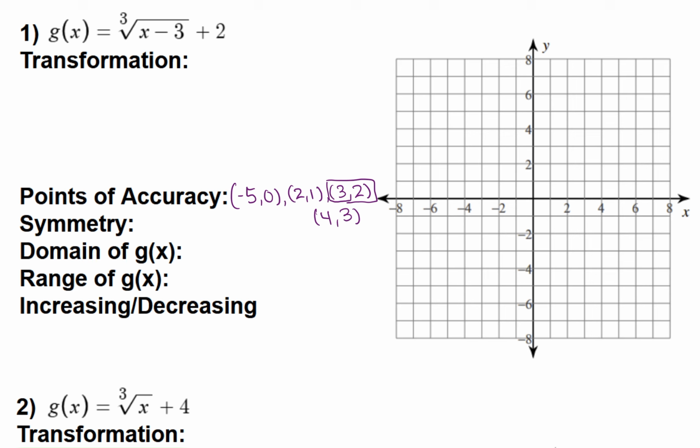Let's go ahead and plot the points. We have -5, comma 0 located right here. We have 2, comma 1 located right here. We have 3, comma 2 located right there. Then 4, comma 3 located here.